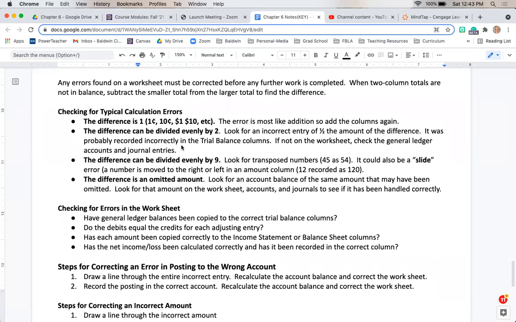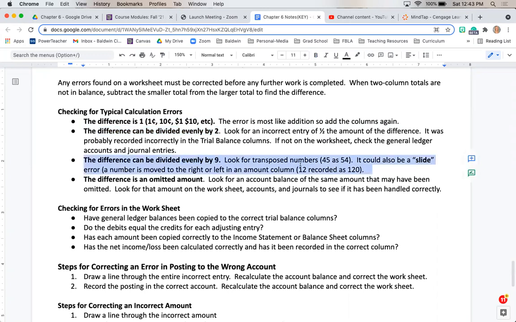So anytime there are errors, we have to correct them. Typically, the difference is going to be in increments of like 1 or 10, so a cent off, 10 cents off, a dollar off, $10 off. If that is the error, most likely it's normally just an addition error. So a fat finger, you hit the wrong button. If the difference can easily be divided by 2, then sometimes we need to look for that other half. So maybe it's $100 and we actually made an error of 50 because it was divided by 2.